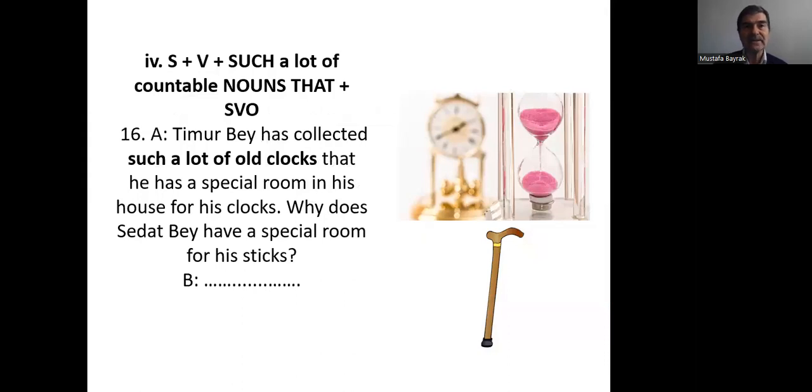Okay, Roman number 4, such a lot of countable nouns, of course. Timur Bey has collected such a lot of old clocks that he has a special room in his house for his clocks. Sedat Bey has collected such a lot of walking sticks that he has a special room in his house for his sticks. Okay, this is a walking stick for the old people.